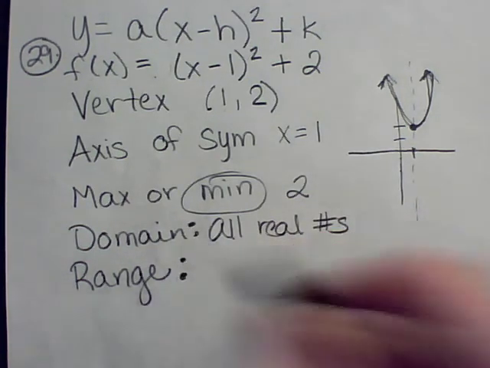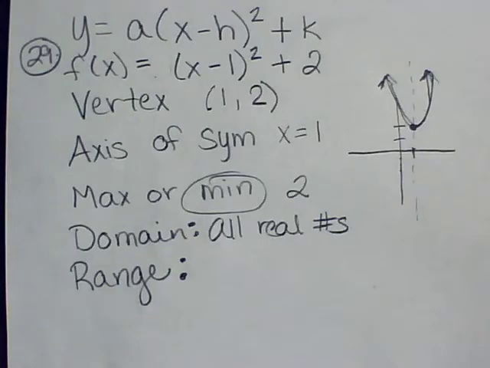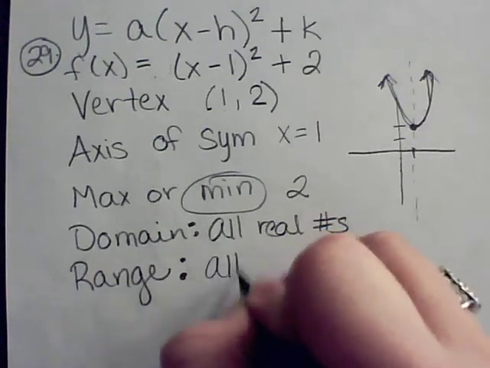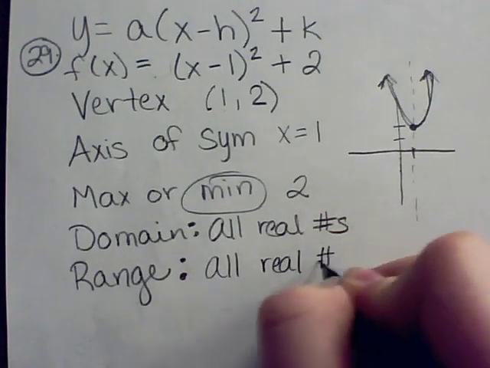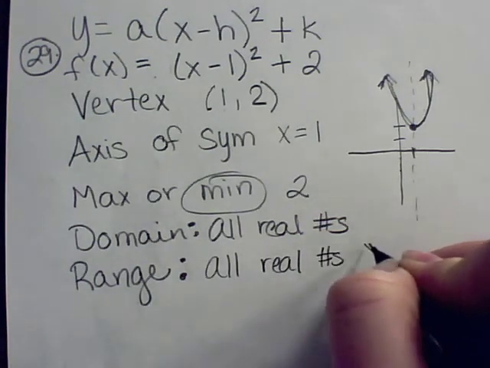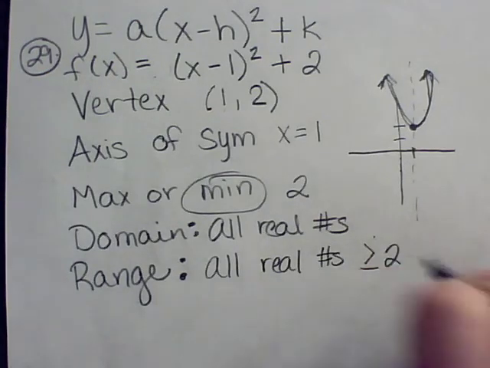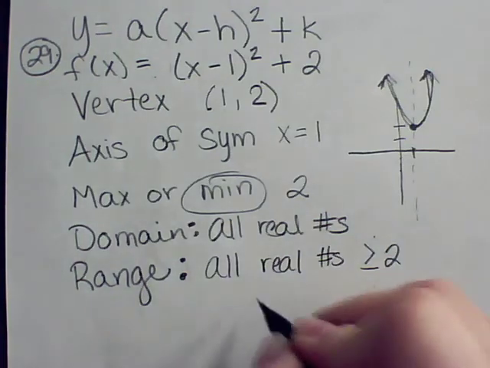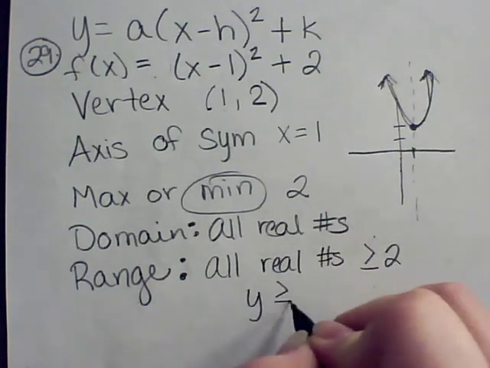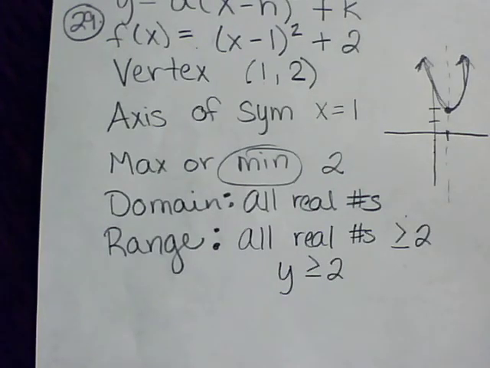What about the range, which would be your values for y? All real numbers greater than 2. Perfect. Greater than or equal to 2. You could also write this as y is greater than or equal to 2, because that's the value for your y.